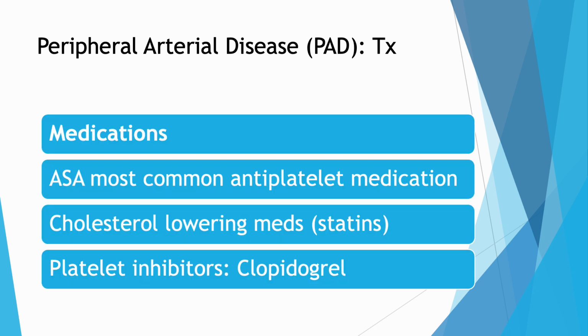All right, so some of the medications. Aspirin is the most common antiplatelet medication, and they will be placed on aspirin, typically at a dose of 81 milligrams per day. That's like the cardiac dose. They'll be put on cholesterol-lowering medications, and then if that doesn't work, they may also add clopidogrel to aspirin, which is also an antiplatelet medication.